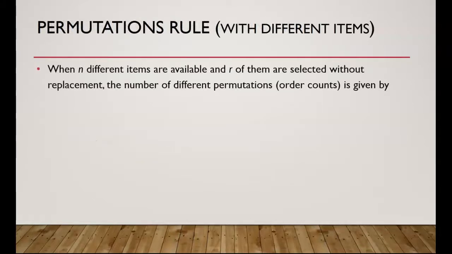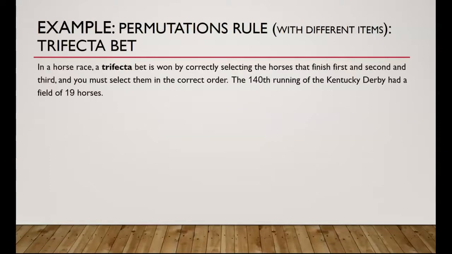When n different items are available and r of them are selected without replacement, the number of different permutations, remember, order counts, is given by the formula nPr equals n factorial divided by n minus r factorial. Let's look at the following example.